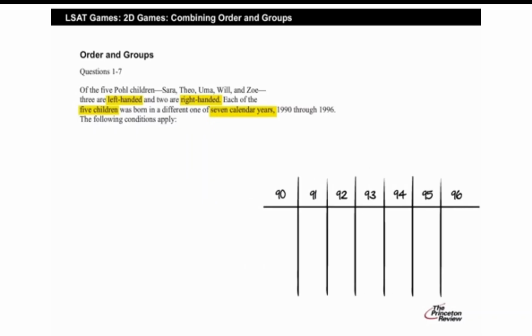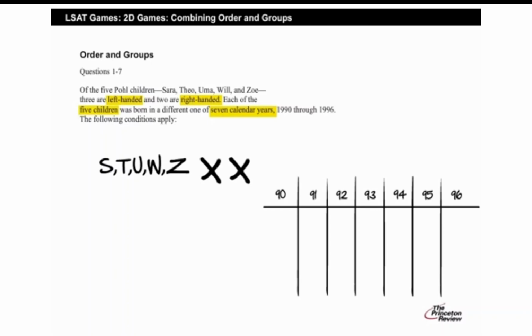And now is a good time to recognize that you have 5 children and 7 years, and all of the children are born in different years. That means you'll have 2 empty spaces in the chart. Add 2 X's to your list to keep track of the 2 years in which no child is born.